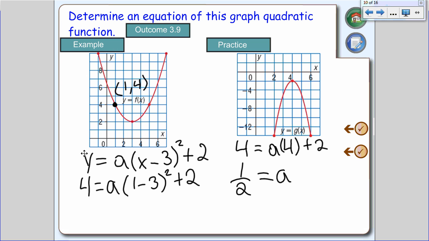Okay, let's finish off. Sorry, I skipped that step. Your final answer is not a equals 1/2. Your final answer is y is equal to 1/2(x minus 3) squared plus 2. That's your final answer. So you always take your original equation with the a value subbed in.